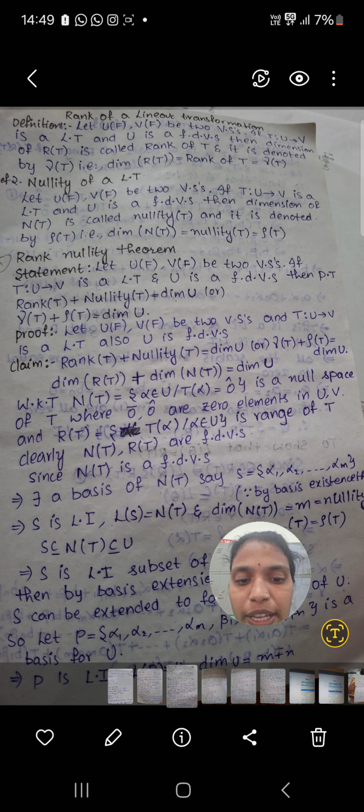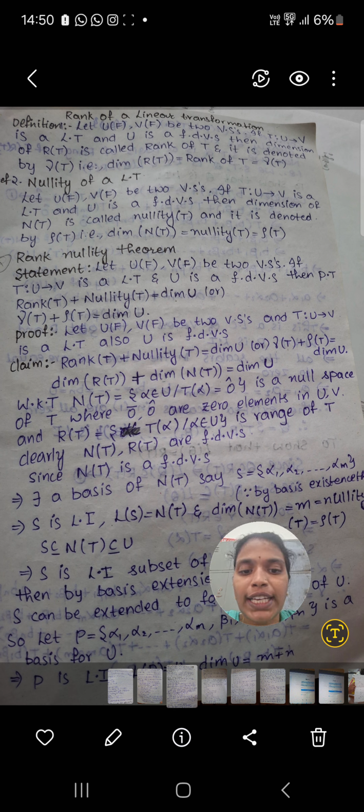Here I am going to explain the rank nullity theorem. Before going to explain the theorem, I discuss some definitions. First one is rank of a vector space, nullity of a linear transformation. Rank means it is the dimension of R of T. R of T means it is a set containing all the images. Nullity means it is a set containing the elements whose images are equal to 0 bar. Nullity means dimension of N of T.